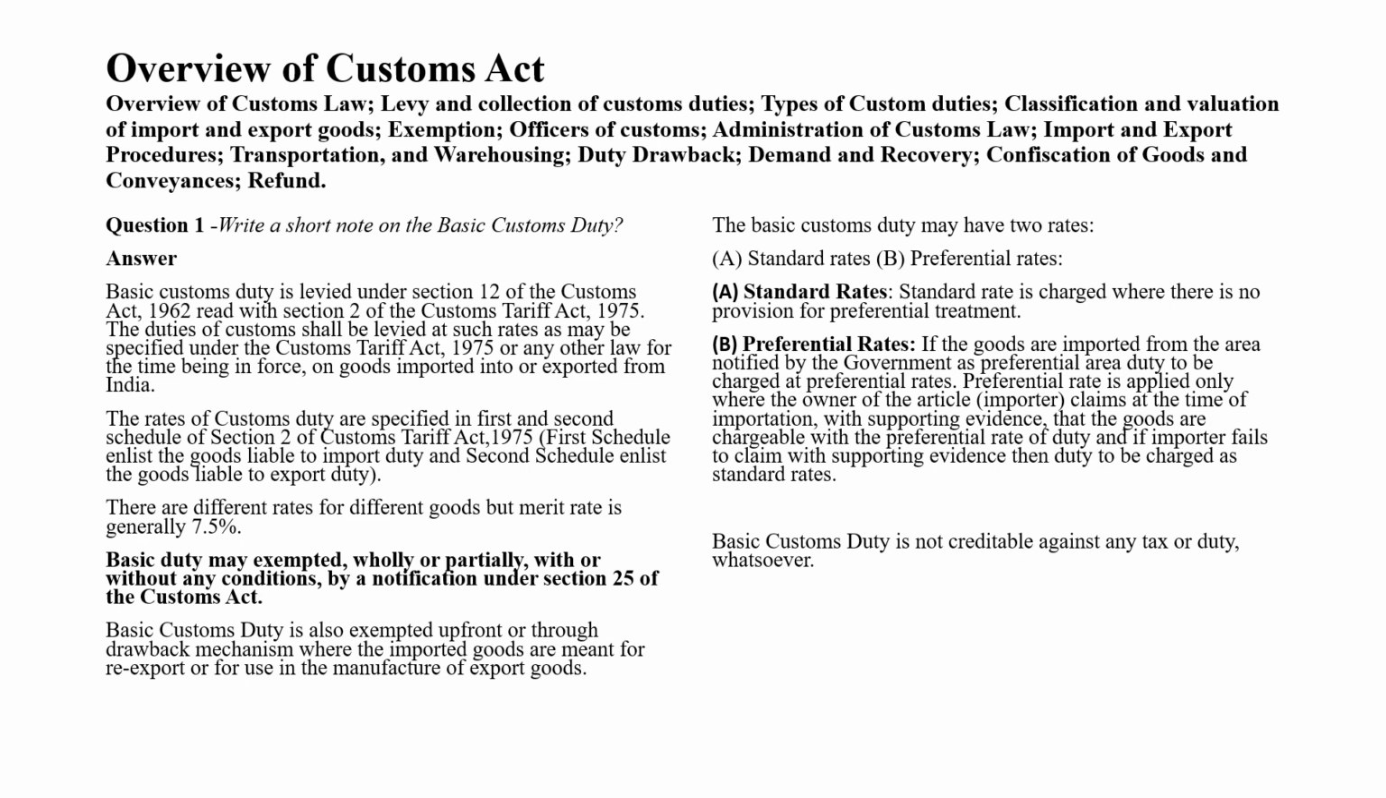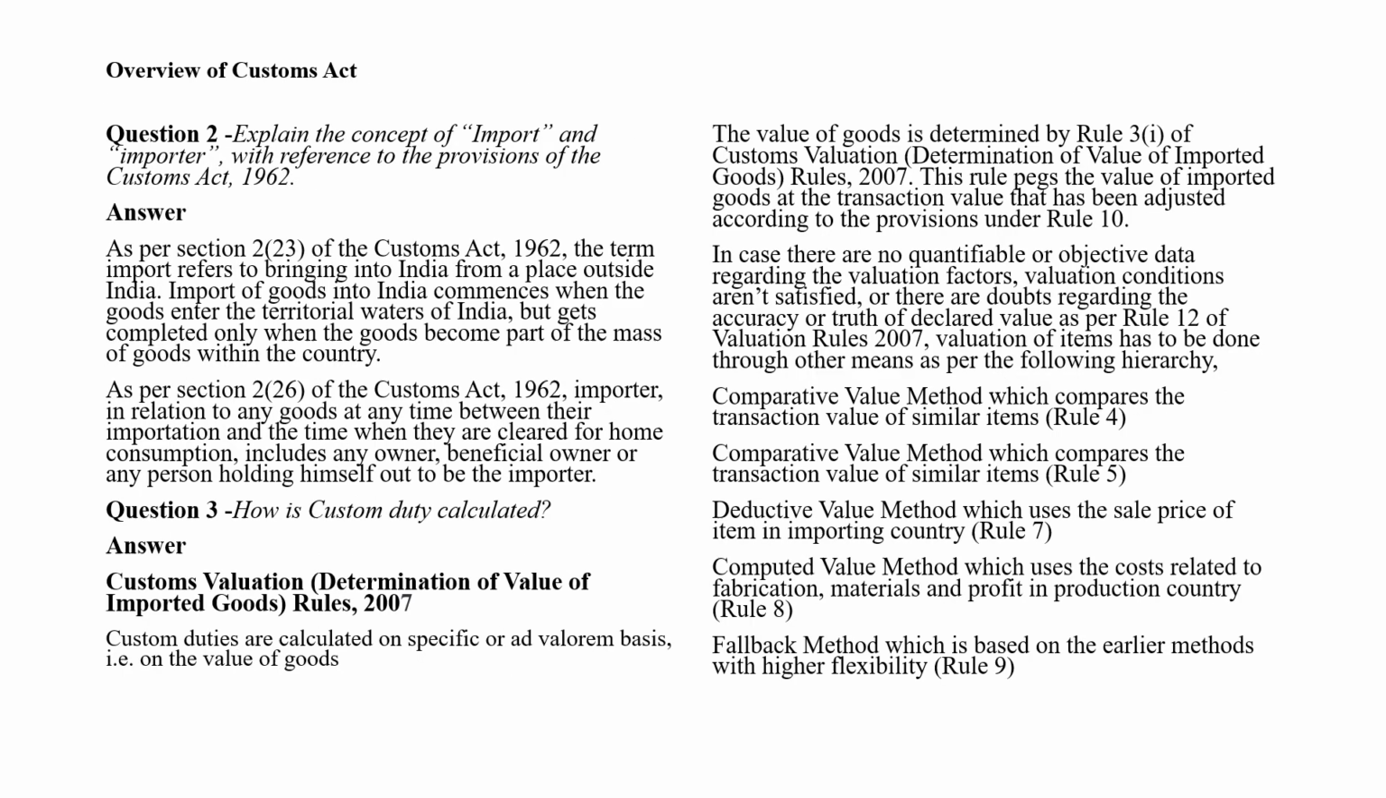So now we are proceeding to the next important question. The second question is, explain the concept of import and importers with reference to the provision of Custom Act 1962. So my dear friend, here is the answer. As per section 2 subsection 23 of the Custom Act, the term import refers to bringing into India from a place outside India. Import of goods into India commences when the goods enter the territorial water of India, TWI, but gets completed only when the goods become part of the mass of the goods within the country.